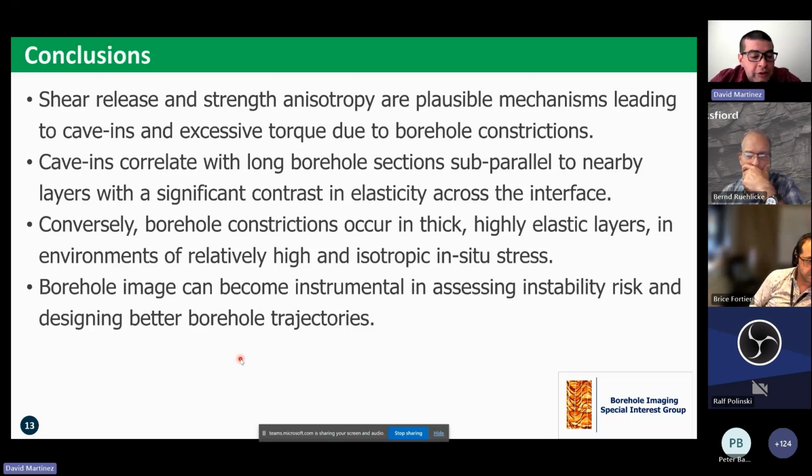And we can squeeze even more information from borehole images in laterals to assess the instability risk and to improve the projection of the geomechanical model from vertical onto horizontal.